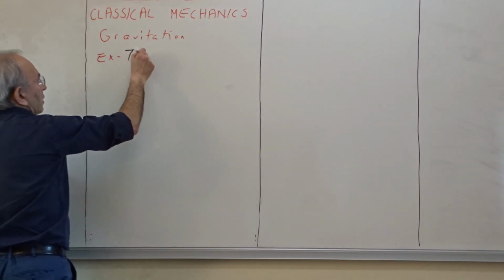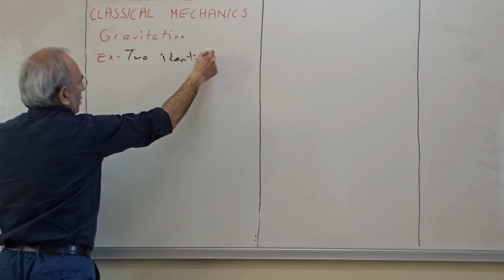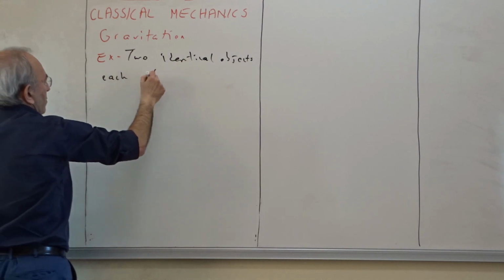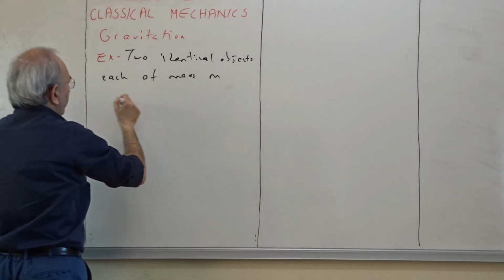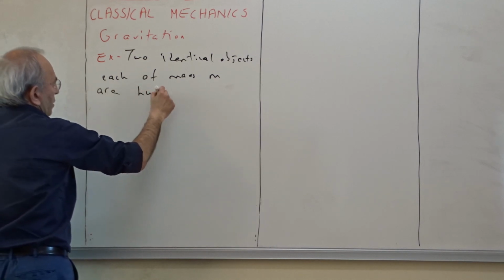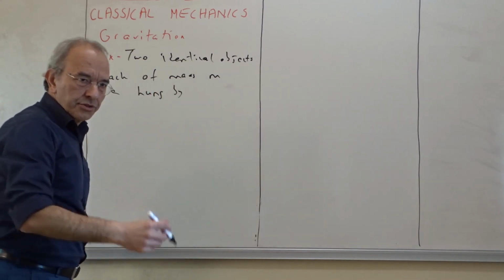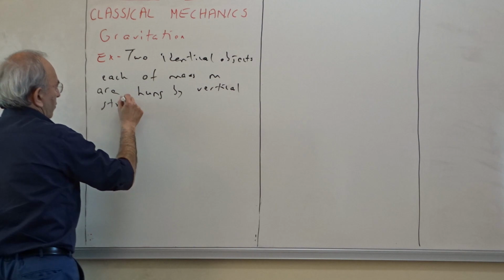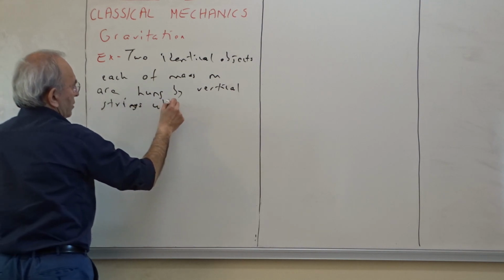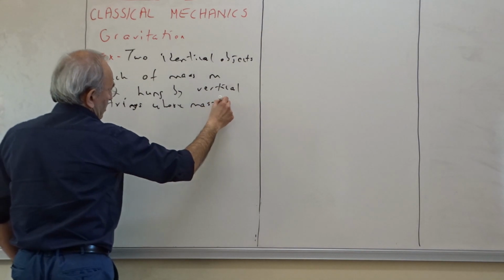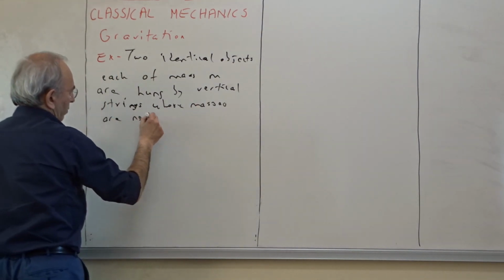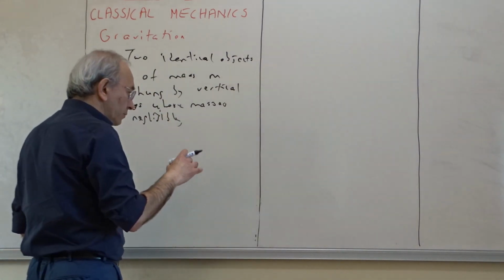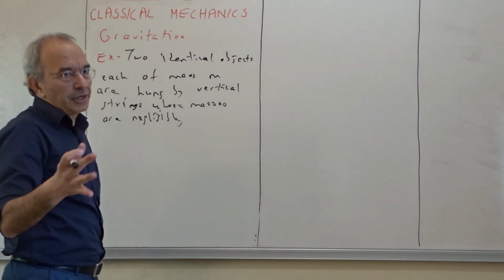Two identical objects, each of mass m, are hung by vertical strings whose masses are negligible, but whose lengths differ by h.